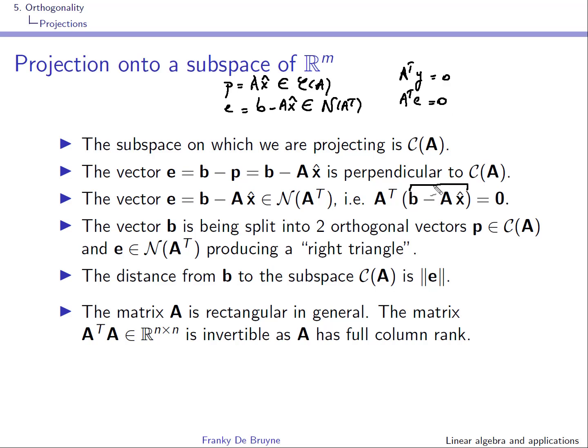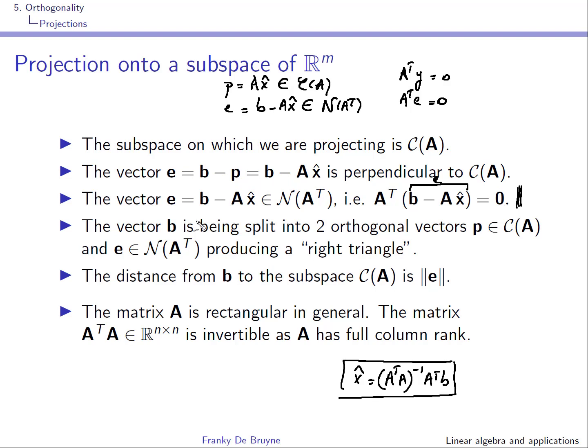So here you have E, and here we obtain this equation that we have obtained in the previous slide, but a little bit differently. So this leads to x hat is equal to (A transpose A) inverse times A transpose B. This is what we had obtained in the previous slide.